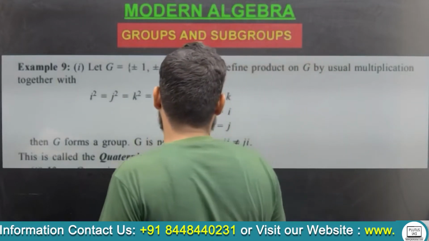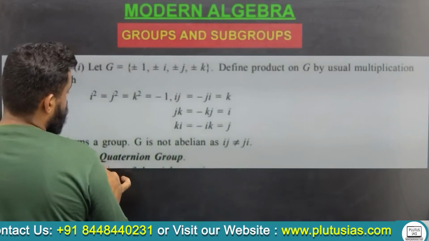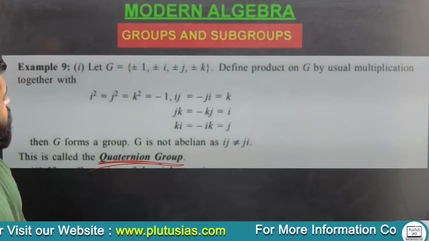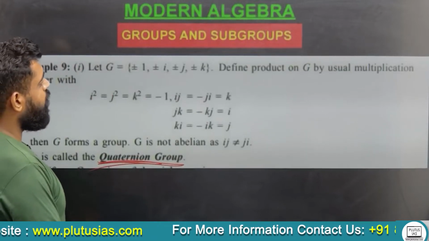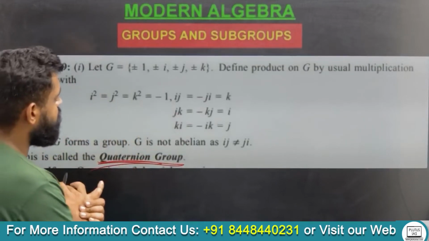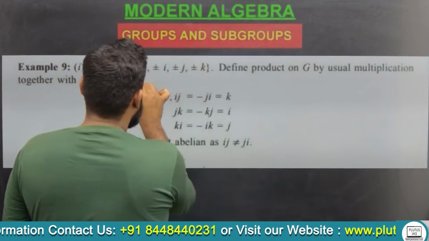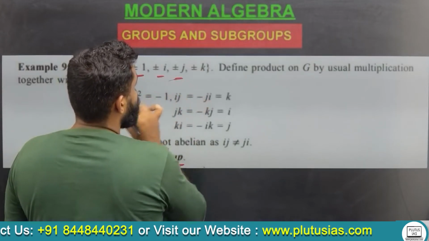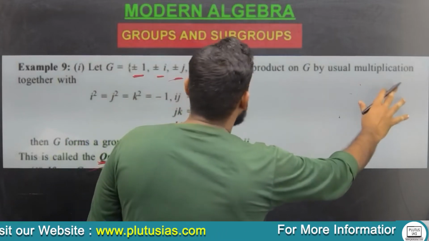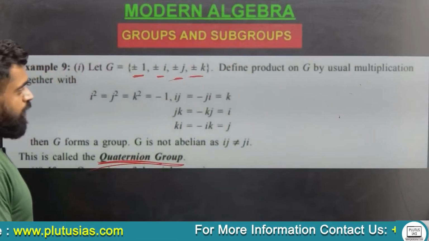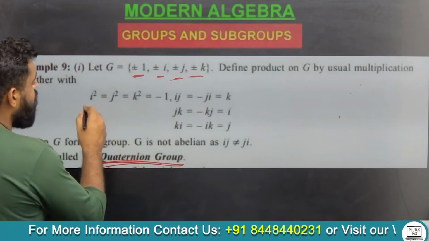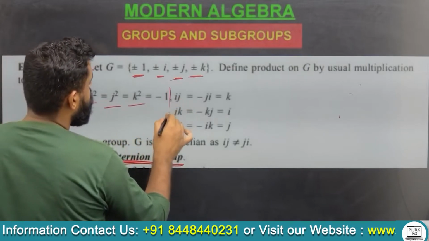Now here is another group, an important group. This is called the quaternion group. It has 8 elements first of all, and the properties are defined here. That is, G is plus minus 1, plus minus i, plus minus j, plus minus k. Define a product on G by usual multiplication together with these properties: i square, j square, k square is equal to minus 1.